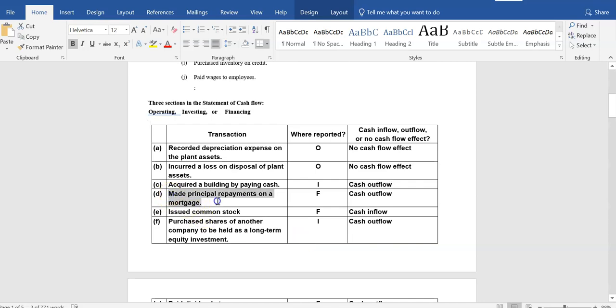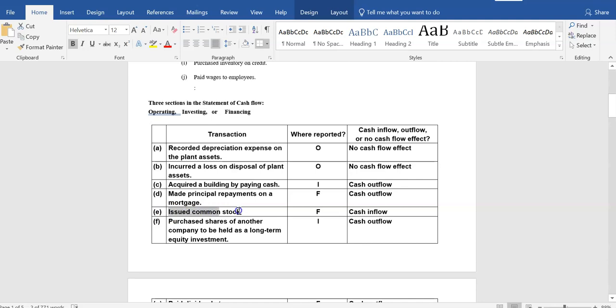Here we made principal repayments on a mortgage. We are paying back a mortgage. A mortgage is a financing activity, the borrowing of money to buy a building. It's going to show up in the financing activities section, and it was the payment, so it's a cash outflow.